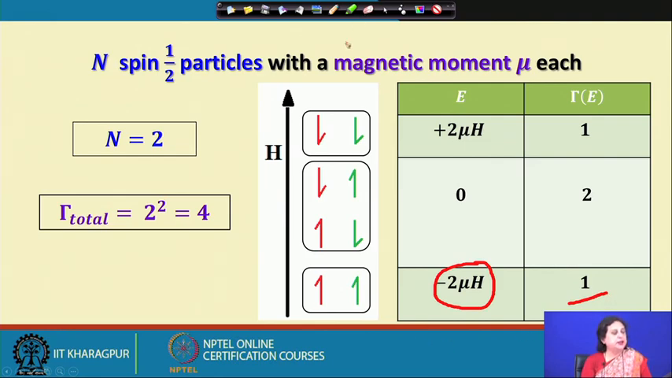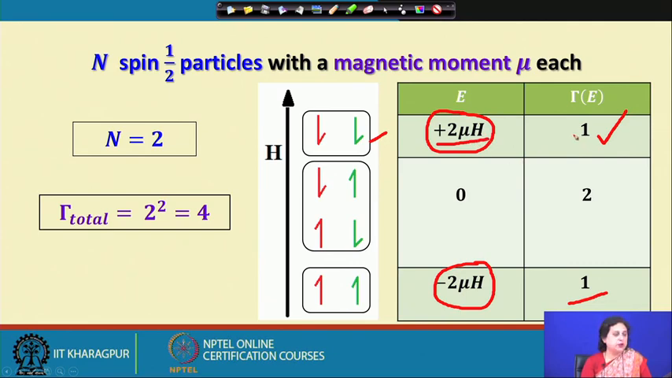Now, consider the other extreme case where I have the particle 1 having a down spin and particle 2 also having a down spin. So, each spin contributes plus mu h to the overall energy of the system. Correspondingly, the total energy of the system is plus 2 mu h. And there is only one way in which this energy can be attained, and therefore, gamma E, the number of microscopic states associated with this particular value of energy, is equal to 1.